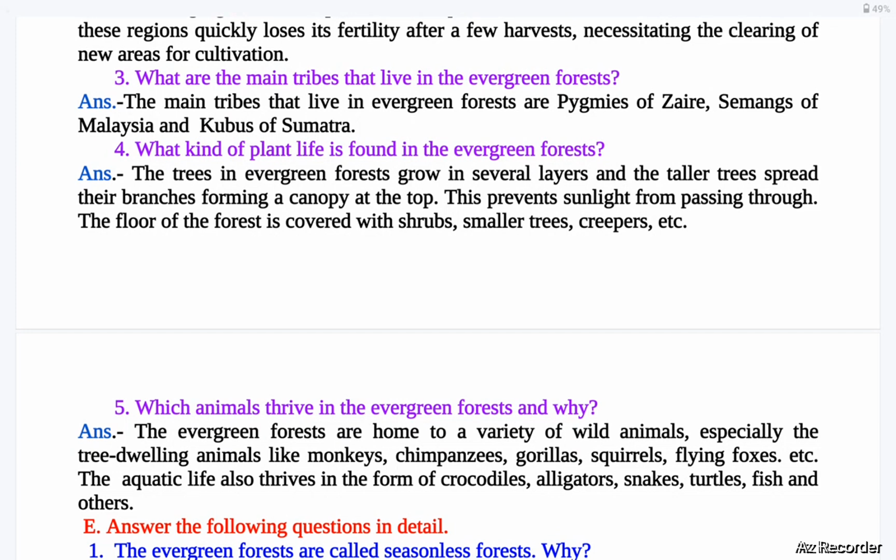Answer is, the trees in evergreen forests grow in several layers and the taller trees spread their branches forming a canopy at the top. This prevents sunlight from passing through. The floor of the forest is covered with shrubs, smaller trees, creepers, etc.